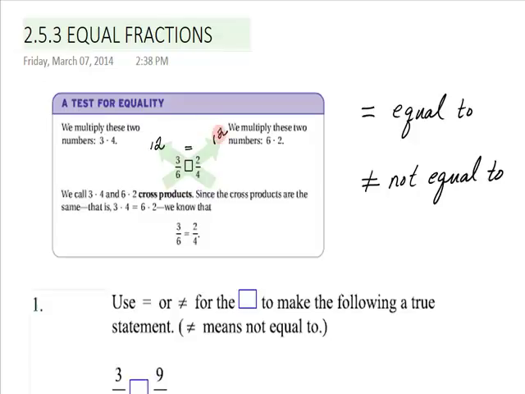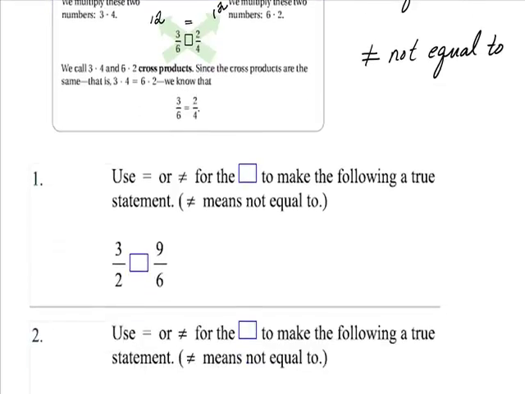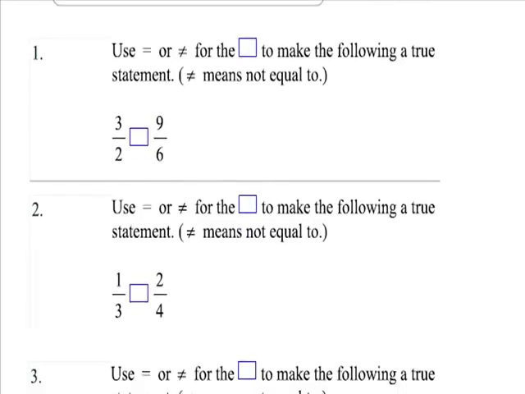If these cross products are different, then we use what's called the not equal sign, and you'll find these in your toolbar, in your little tool palette. All right, let's take a look. Remember, we're doing cross products.